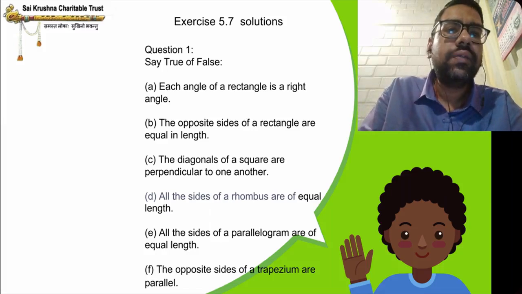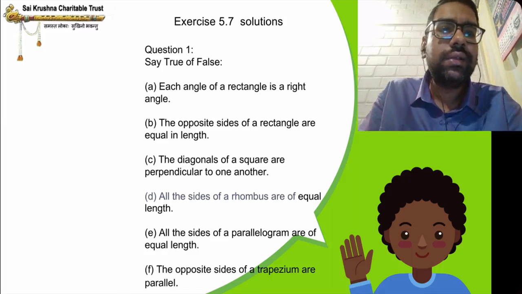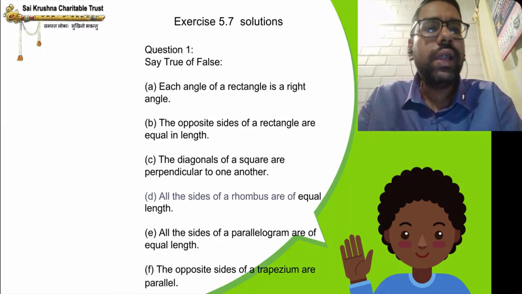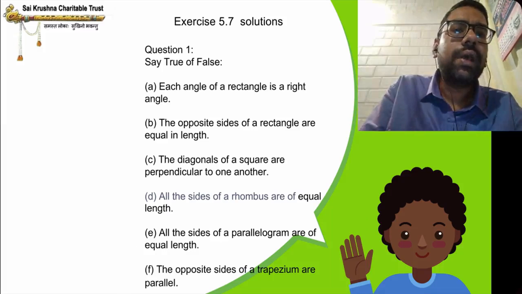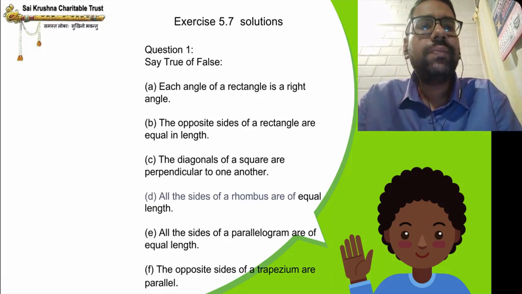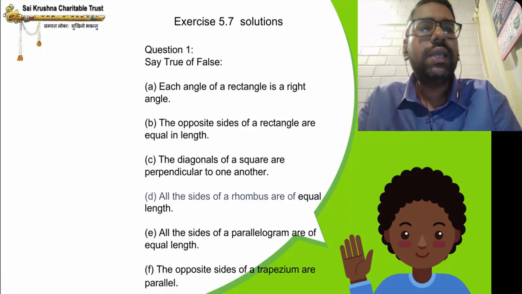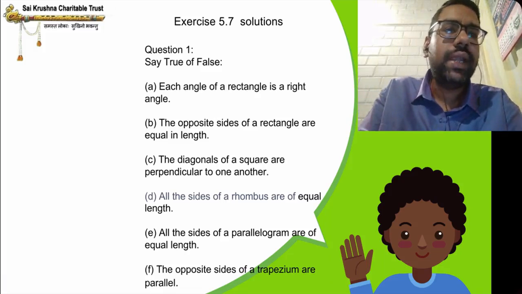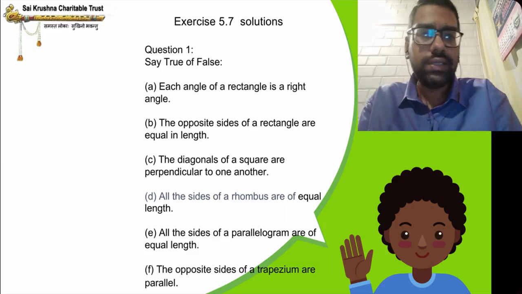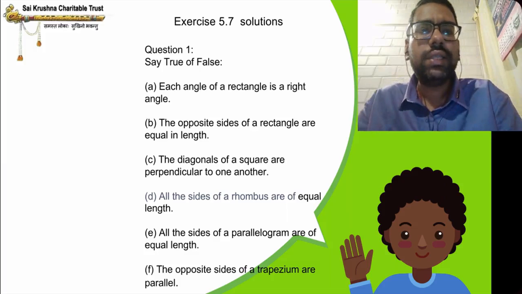Diagonals of a square are perpendicular to each other. Is it true or false? It is true. Diagonals of a square intersect at 90 degrees. So what does perpendicular mean? When two lines intersect and the angle formed is 90 degrees, they are said to be perpendicular to each other. So diagonals of a square are perpendicular to each other.